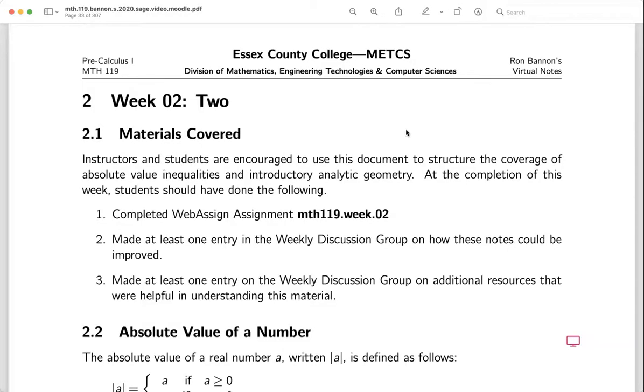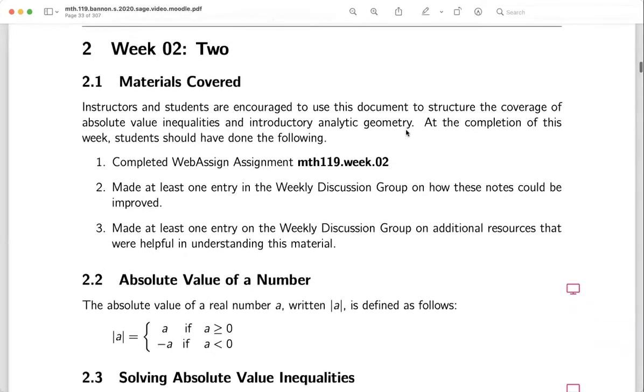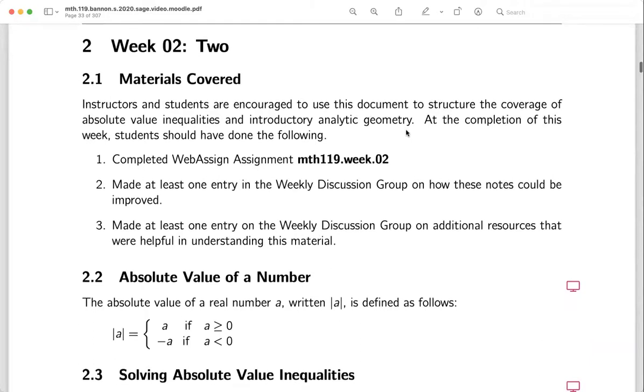Okay, we're moving into week 2 material. So we're going to cover stuff in week 2 now. And what's that going to be? It's going to be basically absolute value inequalities and an introduction to analytic geometry. After we finish week 2, that is after we go through the lecture, the examples, and the supplemental problems, you're then to do the WebAssign.